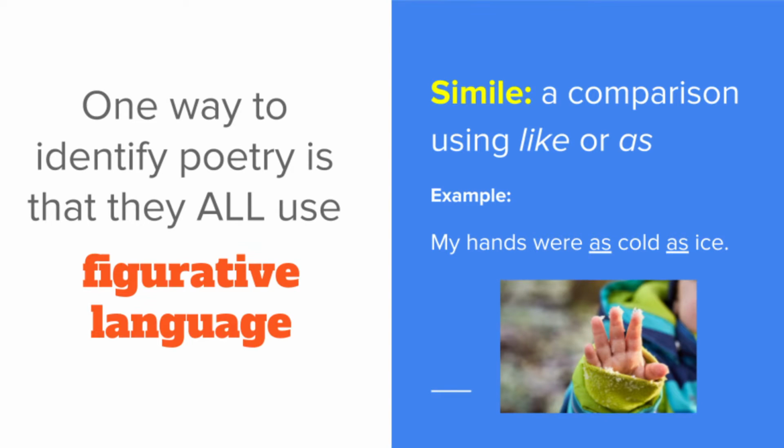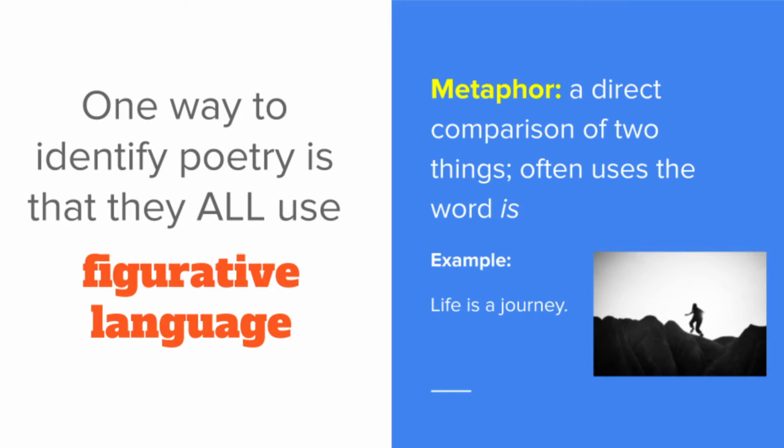The first is a simile. A simile is a comparison of two unlike things that uses the words like and as. For example, my hands were as cold as ice. Brr. Another figurative language technique that they use are metaphors. This is a direct comparison of two unlike things. In a metaphor, we often use the word is. For example, life is a journey.